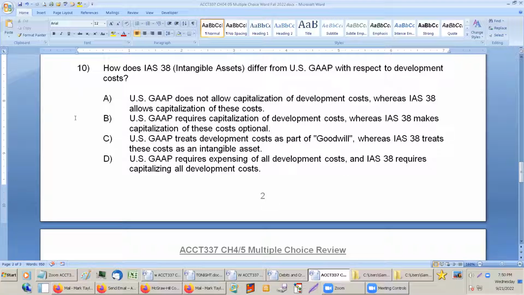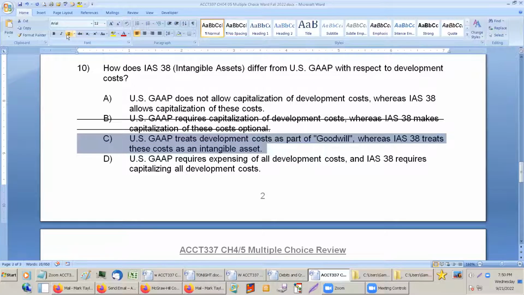I'll give you a hint, it's not B or C. Is it A? Yep. Perfect. I didn't even get to cross out my ones yet.